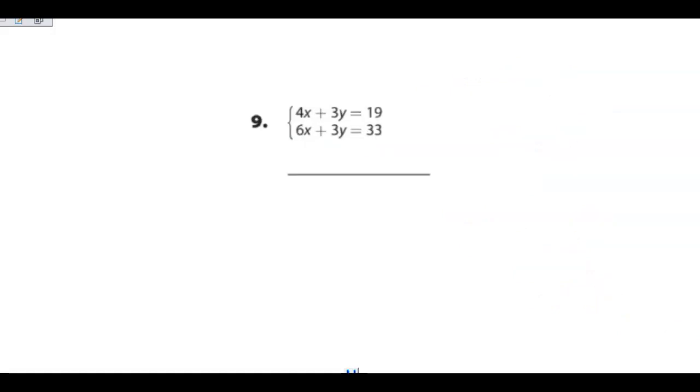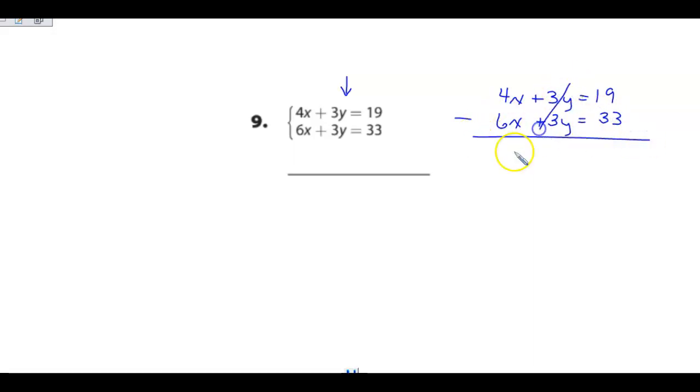Okay, take a look at this one. Which ones are we going to eliminate? Yes, we're going to eliminate the y's this time. So we're going to have 4x plus 3y equals 19. And we're going to subtract 6x plus 3y equals 33 from it. These cancel out. 4 minus 6 is negative 2x. And 19 minus 33, got my trusty calculator, is a negative 14. Divide both sides by negative 2, and x is equal to 7.